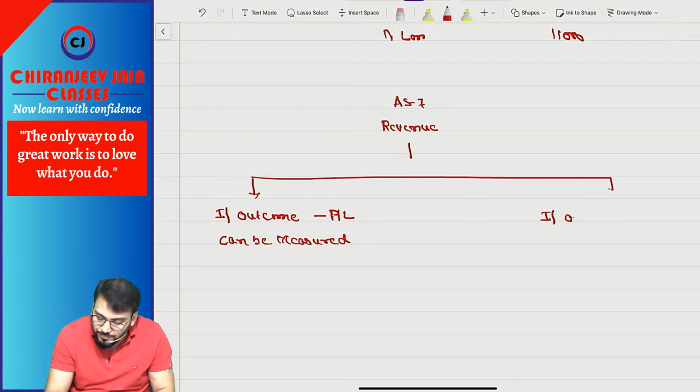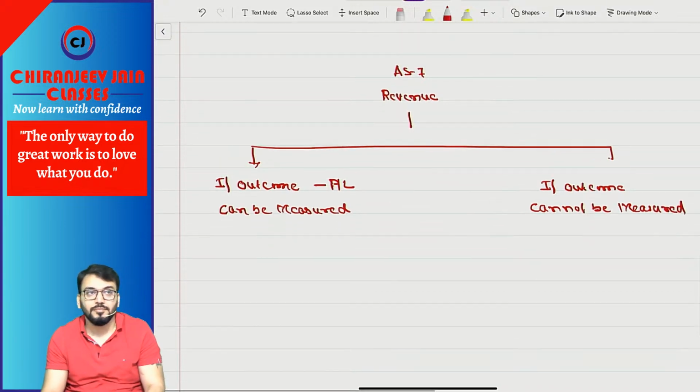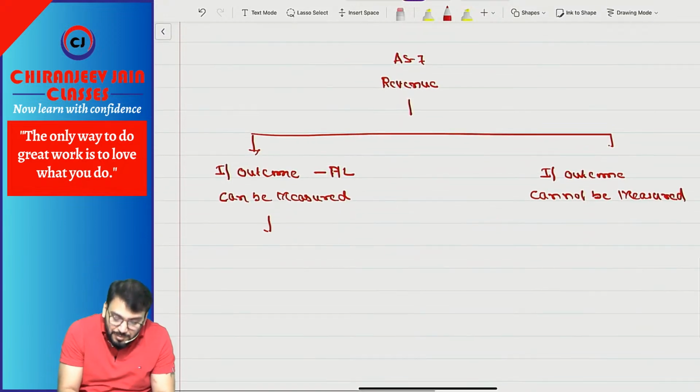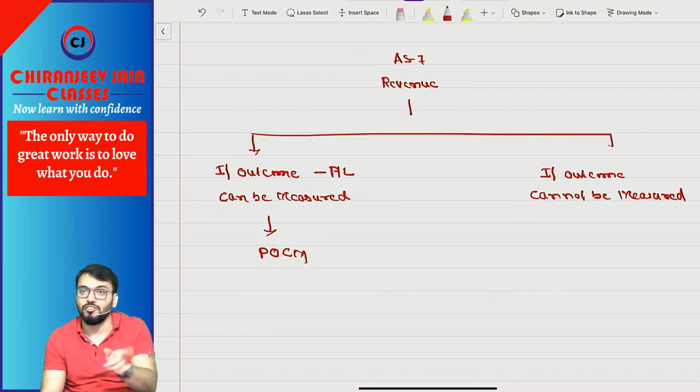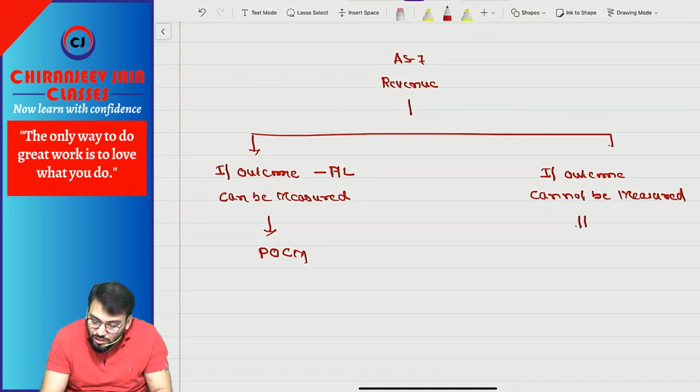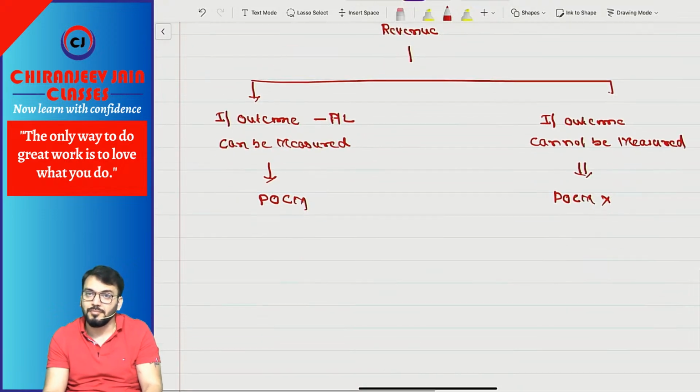Or if the outcome cannot be measured reliably. Understood this point? Now, if the outcome can be measured reliably, they have given one method, the percentage of completion method, which will be applicable for revenue recognition. If the outcome cannot be measured, it means the percentage of completion method is not applicable.